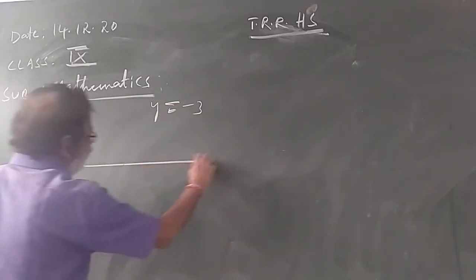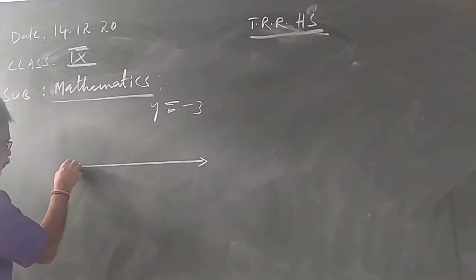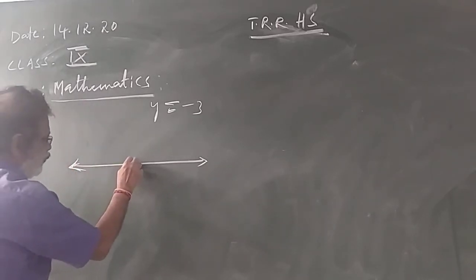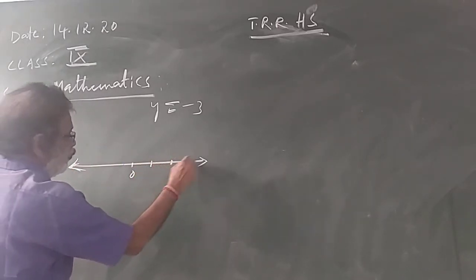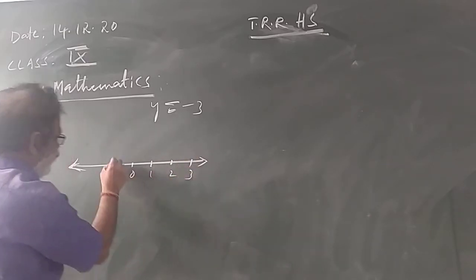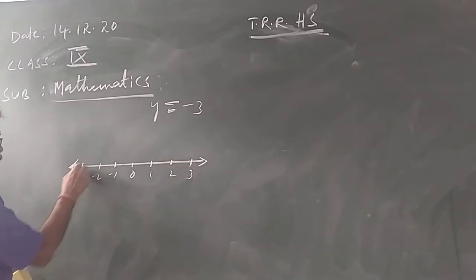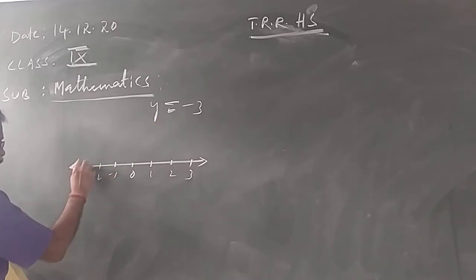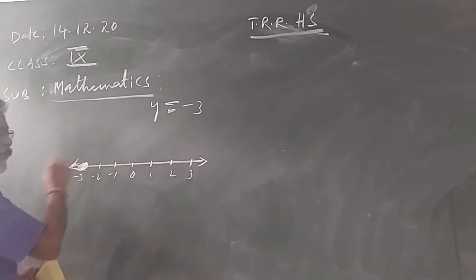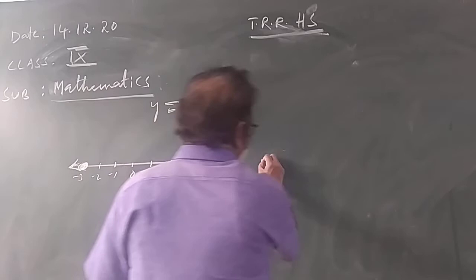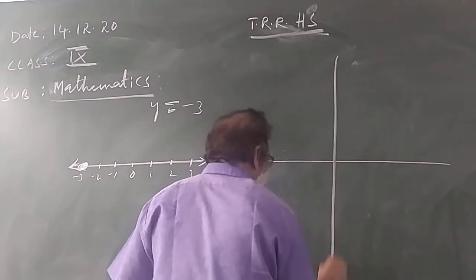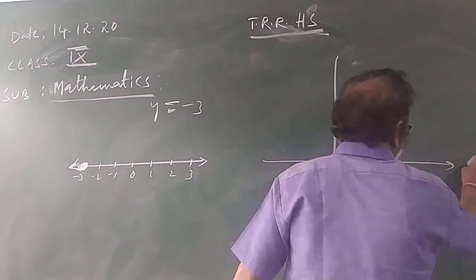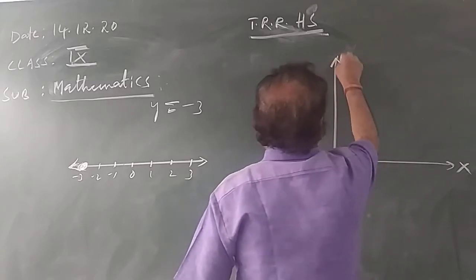Number line. This is what? Number line. 0, 1, 2, 3. Negative values: minus 1, minus 2, minus 3. We want y is equal to minus 3. This is the number line. Cartesian plane. This is x axis. This is y axis. X, y.